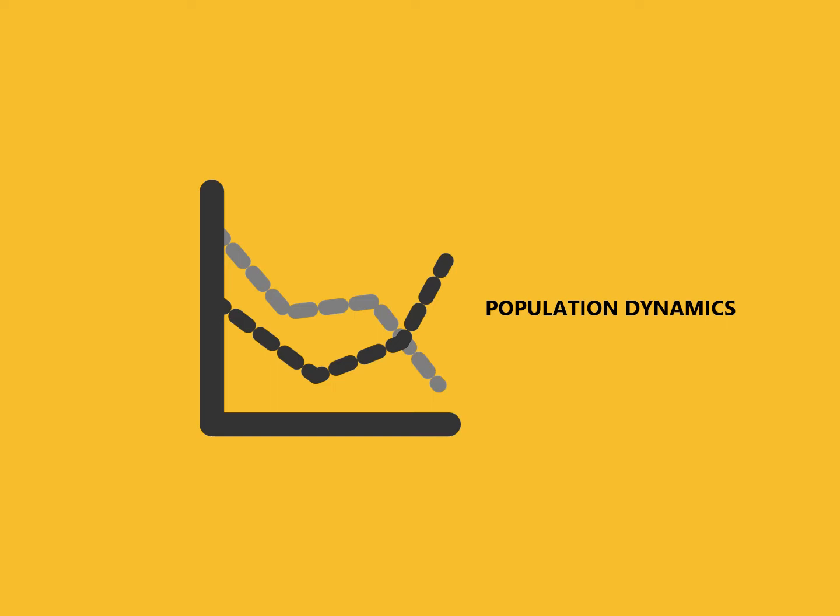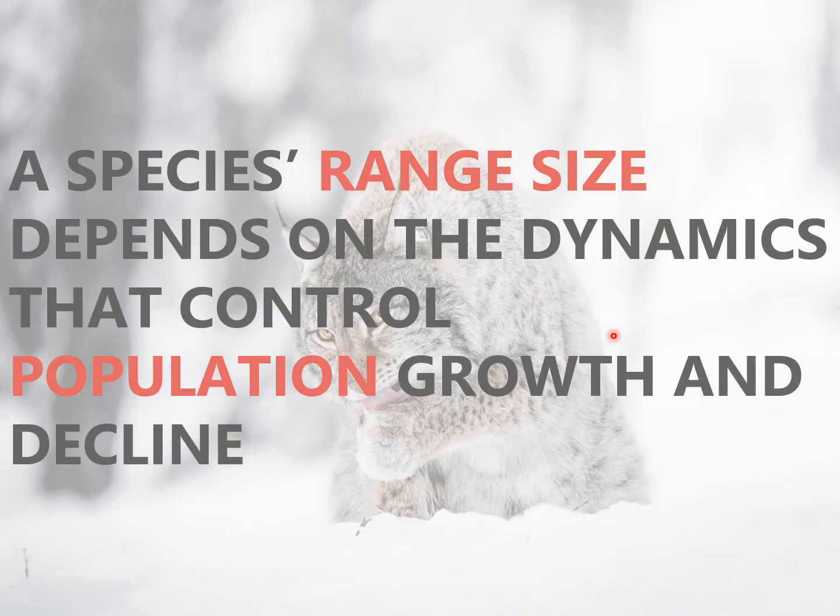Hey, welcome back. Continuing on through chapter 4 here, we're talking about species distributions and some of the underlying factors that influence how and where a species is distributed. I want to talk about some of the ecological foundations here, the basics of ecology and some population dynamics. A species range depends on the dynamics that control population growth and population decline, or population change in general.